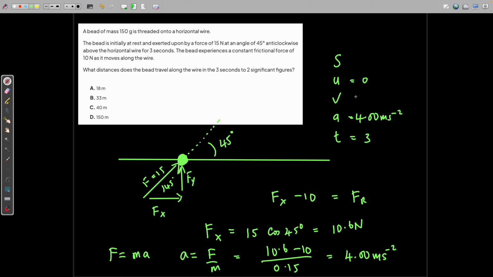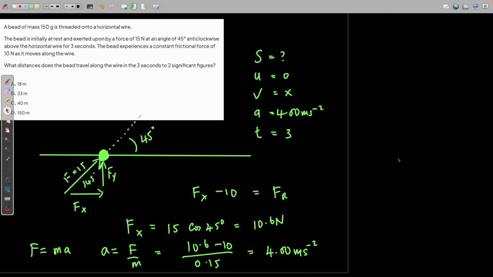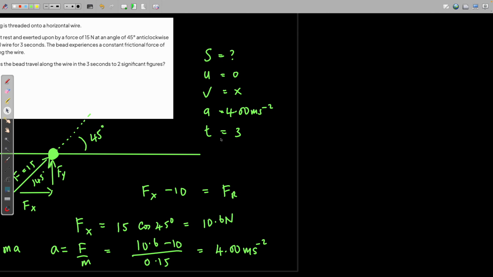I don't know what v is, and I'm trying to find s. So there's our SUVAT list. So we want to find an equation that matches what we have and what we're looking for. So we're looking for s. So we can't use v squared equals u squared plus 2as. We can't use v equals u plus at. So we're going to use s equals ut plus a half at squared.